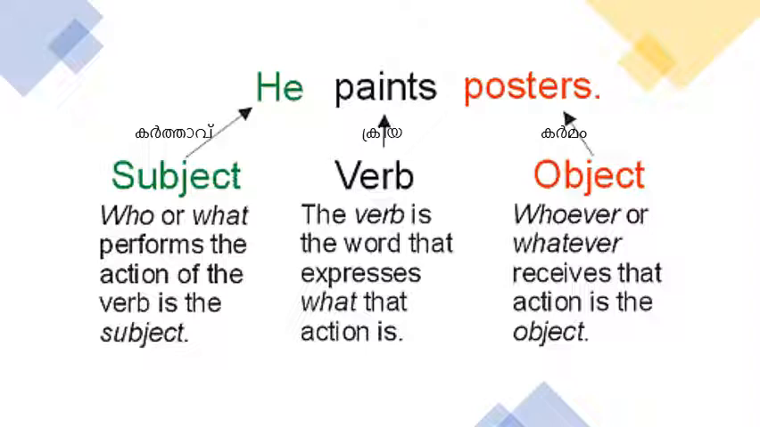And the next word is an object. What is an object? Whoever or whatever receives that action. That is the object. He paints posters. Posters is the object. Subject, verb, object.